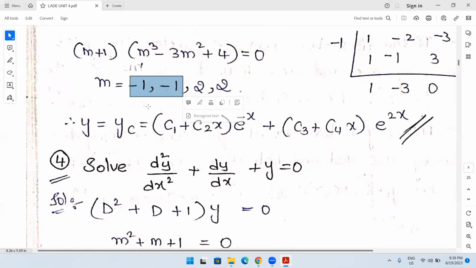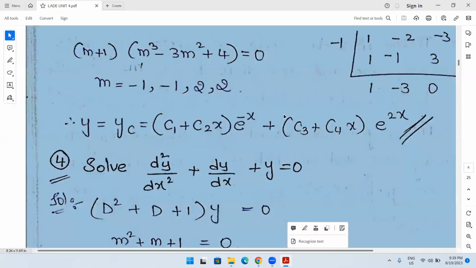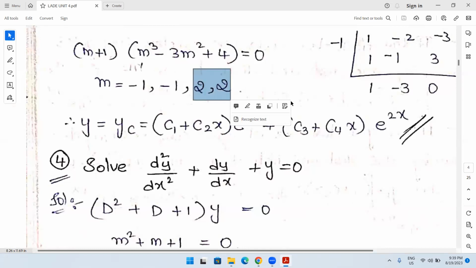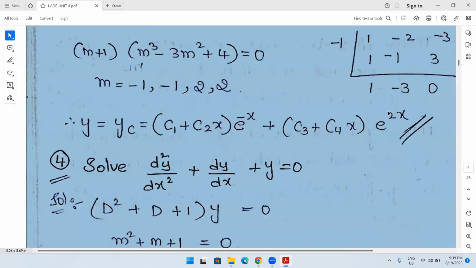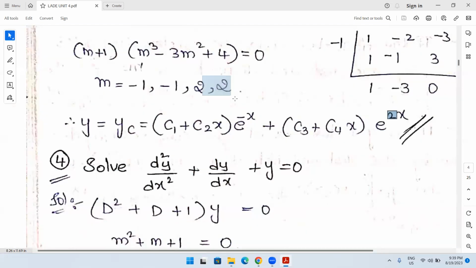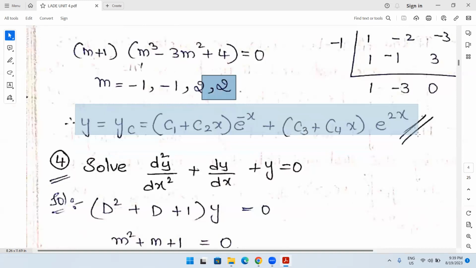If minus 1 is repeated 2 times, what do you write? C1 plus C2x into e power minus 1x. Next, as well as 2 also repeated, so we write C3 plus C4x into e power 2x. So that's the complementary function.